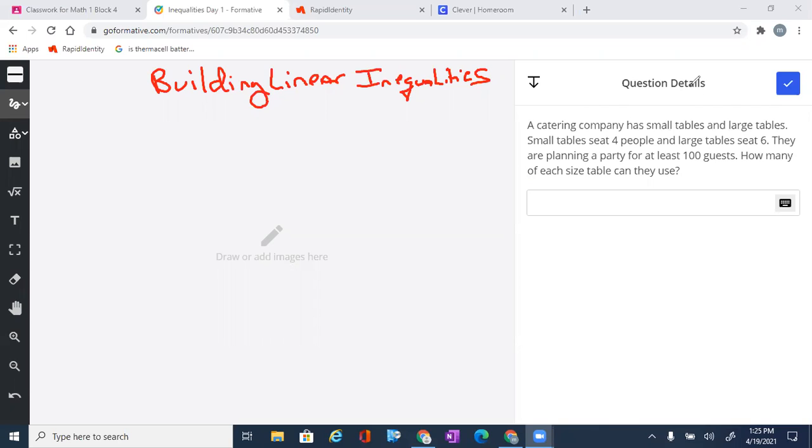Small tables seat 4 people and large tables seat 6. They are planning a party for at least 100 guests. How many of each size table can they use?